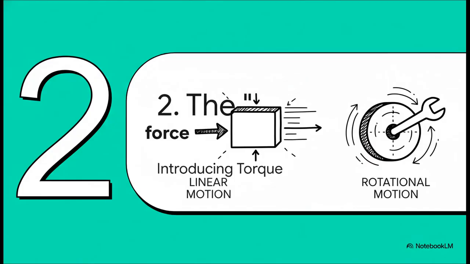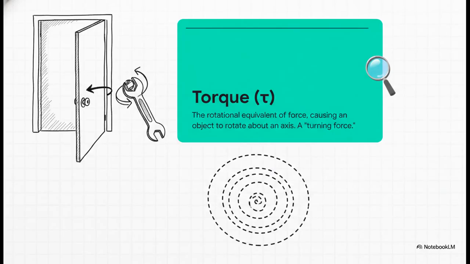Okay, so let's try our first translation. We know that to get something moving in a straight line, you need a force. Simple enough. So what's the thing that gets something to spin? That spinning force has a name. It's called torque. And it's not just a simple push or a pull. It's a twist. The best way to think about it is opening a door. You don't push right next to the hinges, do you? Of course not. That's way too hard. You push on the handle, far away from that pivot point. That effective turning force you're applying, that is torque.